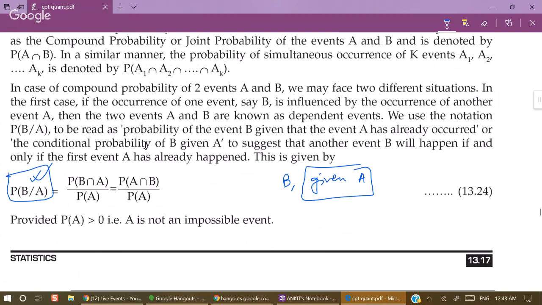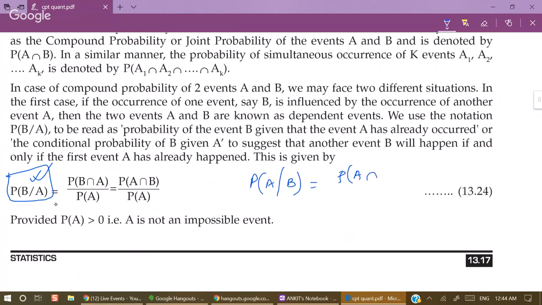So we were talking about P(B given A). The formula for this is P(B intersection A) by P(A), or B intersection A or A intersection B are the same, so we can also write it like this. And when we talk about A given B, P(A given B) is the probability of A intersection B by P(B).